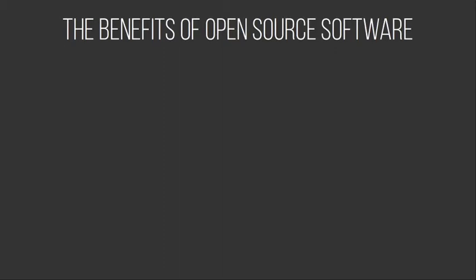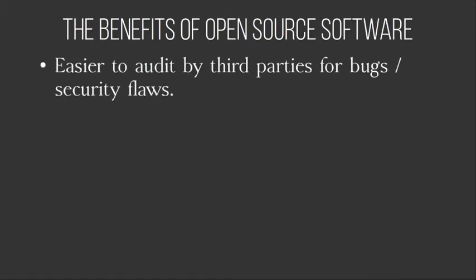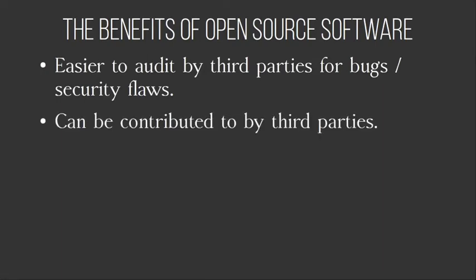So, what are the benefits of open source software and developing software in the open? Well, for starters, open source software is easier to audit by third parties for bugs and security flaws. Next, open source software can be contributed to by third parties. These third parties can offer security patches, they can fix bugs, they can enhance the performance of the application, and even add features to it.